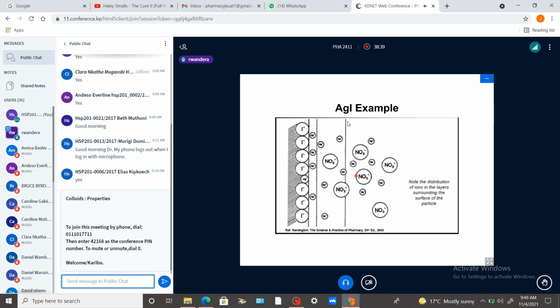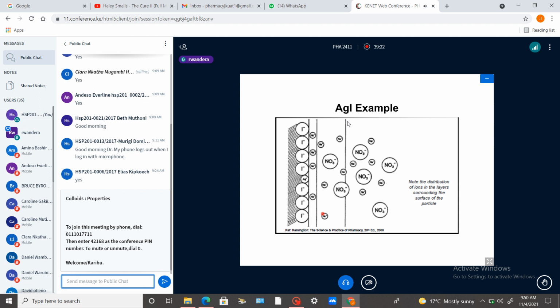So this is what I'm just trying to explain. This is what will happen when you carry out your reaction using excess sodium iodide. On the surface of your particle, you'll have negative iodide ions. So your colloidal particles will have a net negative charge, which will attract positive sodium ions to counterbalance the negative charge on the particle surface. This is what we call the Stern layer. We'll be looking at it later on.